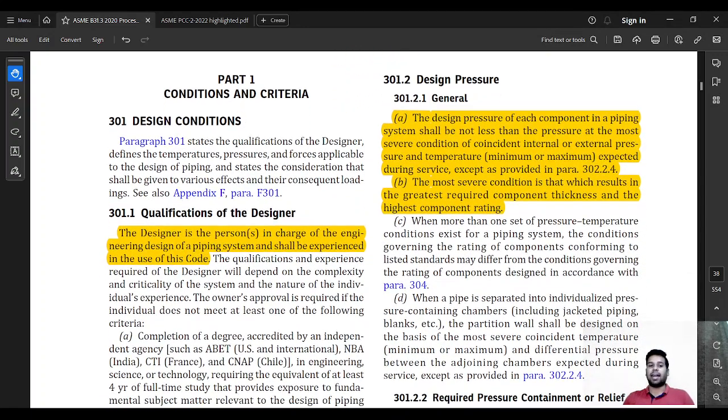the conditions and criteria. Design conditions, you have qualifications of the designer. The designer is a person in charge of engineering design of a piping system and shall be experienced in the use of this code. So a person who is designing is going to be responsible for the entire design of the piping system. They shall be experienced in using this code, and as per the requirements laid down by this code, they'll be making a design for a piping system.